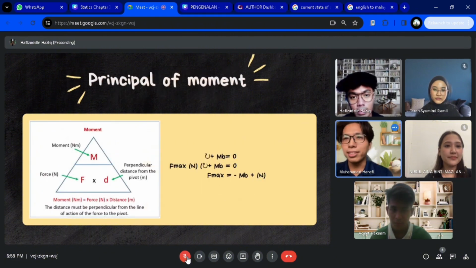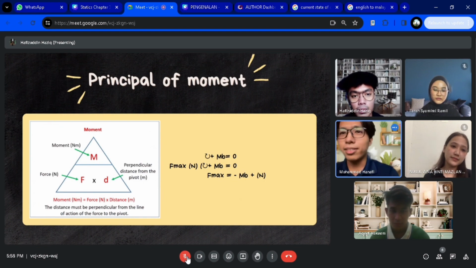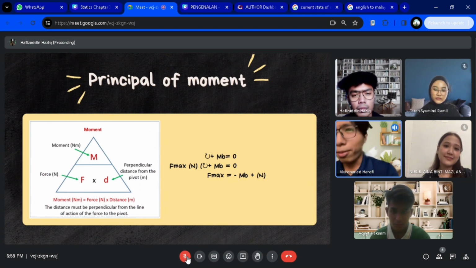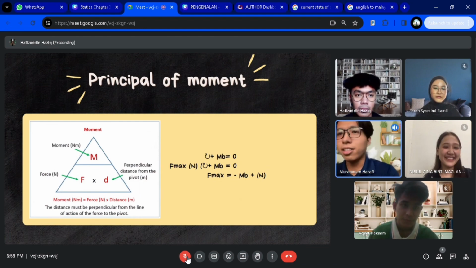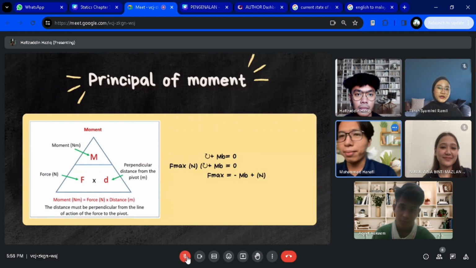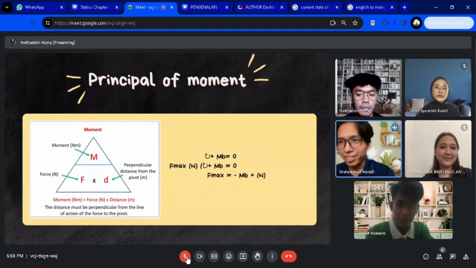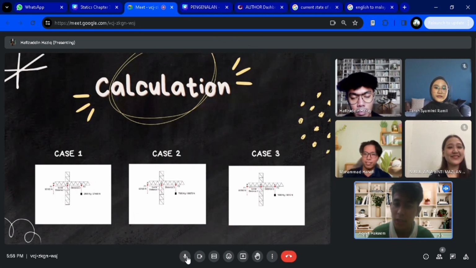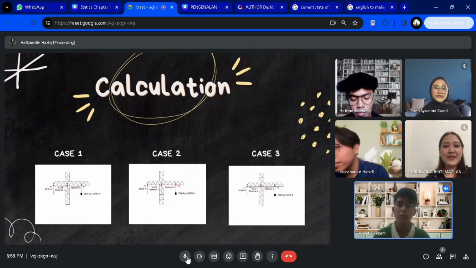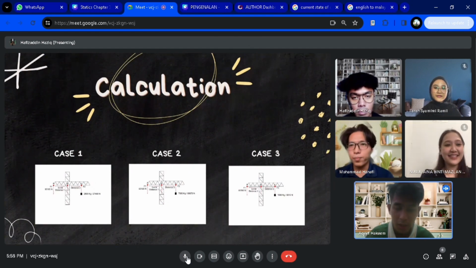Principle of moment. This is a sample picture of the formula. M is for the moment, F for force, and D is the distance from the pivot, for example from point A to point B. That's all for me. Next presenter. Okay, now we move on to the calculation. In this project, we use three cases for our calculations. Okay, next slide.